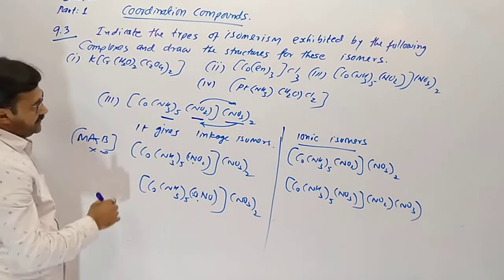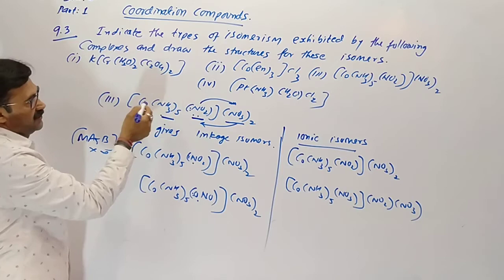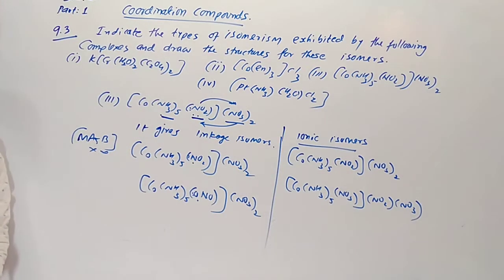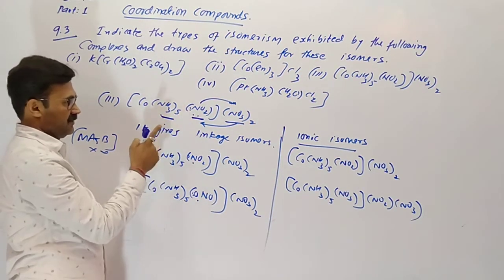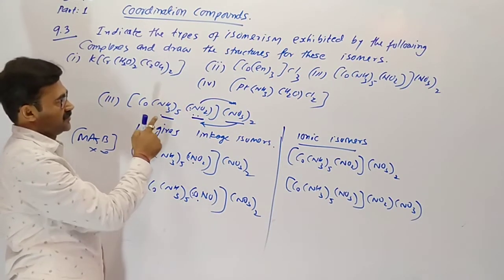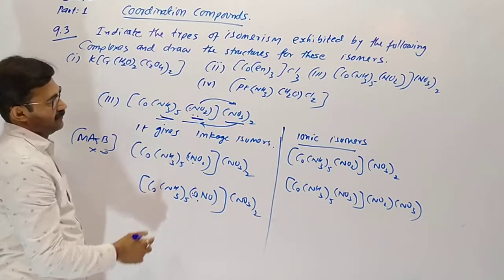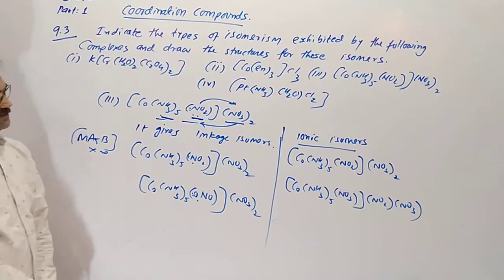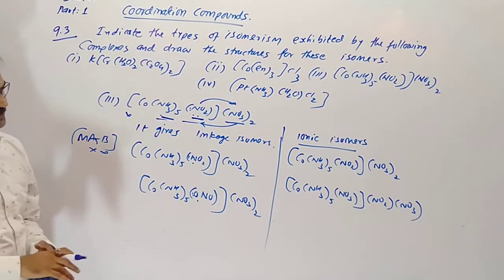It is not giving optical isomerism. Why? All the 6 ligands are monodentate. For optical isomerism there is a condition: it should be octahedral, and at least 1 should be a polydentate ligand. Here all are monodentate, so it does not give geometrical or optical isomerism.